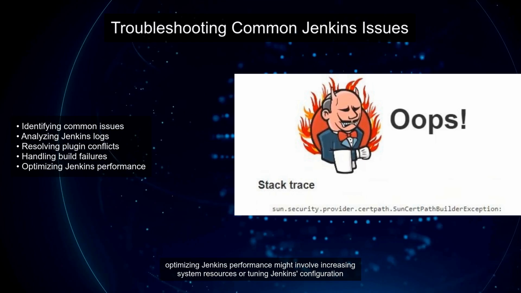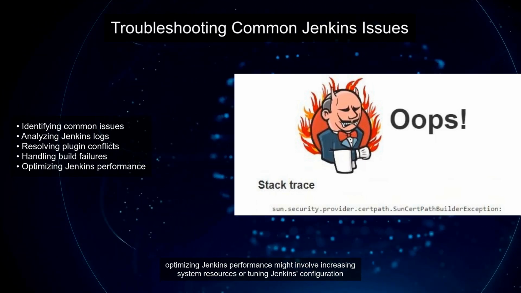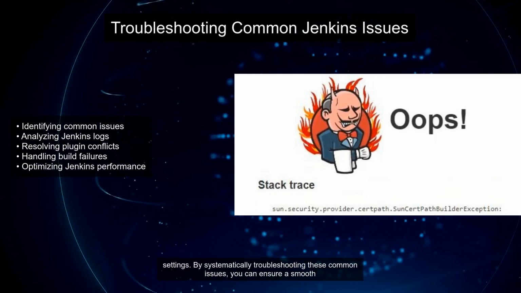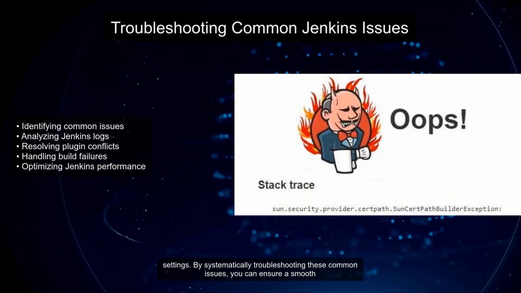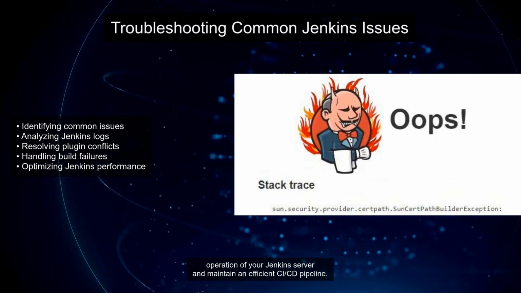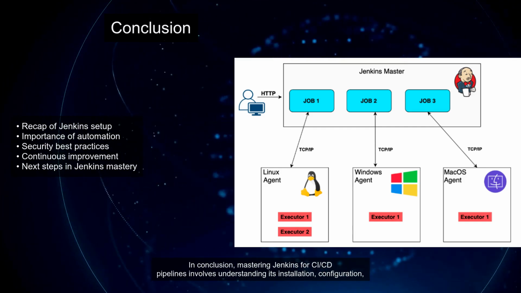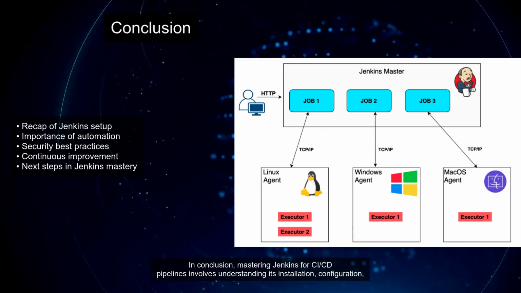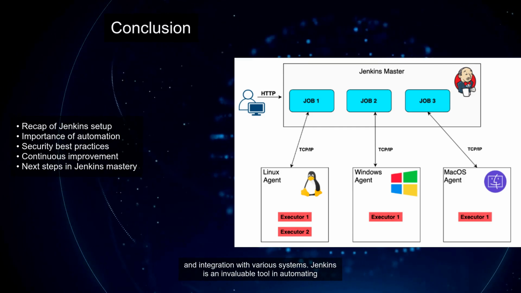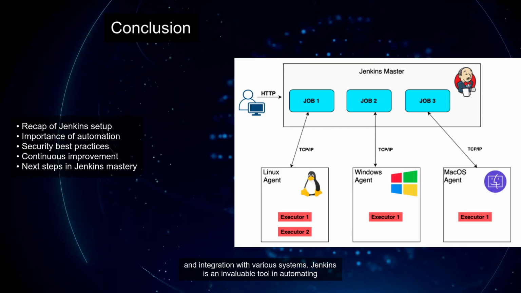Sometimes, optimizing Jenkins performance might involve increasing system resources or tuning Jenkins configuration settings. By systematically troubleshooting these common issues, you can ensure a smooth operation of your Jenkins server and maintain an efficient CI/CD pipeline. In conclusion, mastering Jenkins for CI/CD pipelines involves understanding its installation, configuration, and integration with various systems.